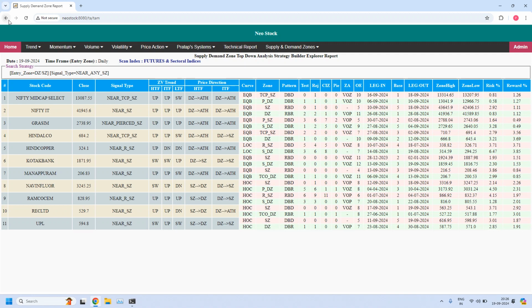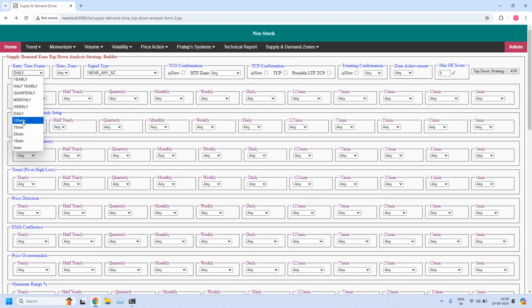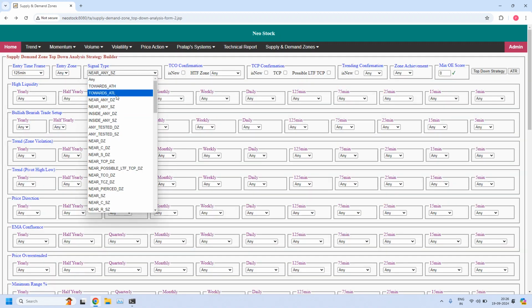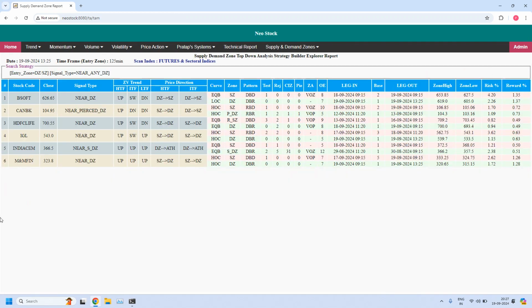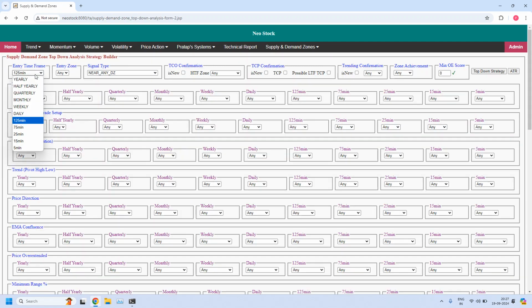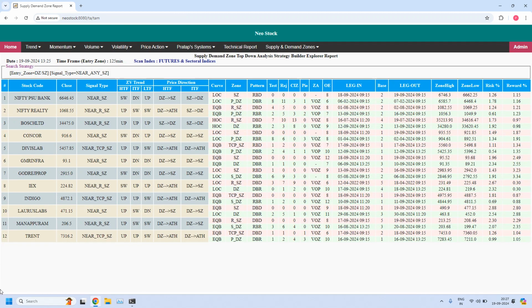Okay, next time frame is 125 minutes. Let us find the stocks near 125 minutes demand zone. 6 stocks are filtered. Next, for 125 minutes time frame, let us find the stocks near 125 minutes supply zone. 12 stocks are filtered.